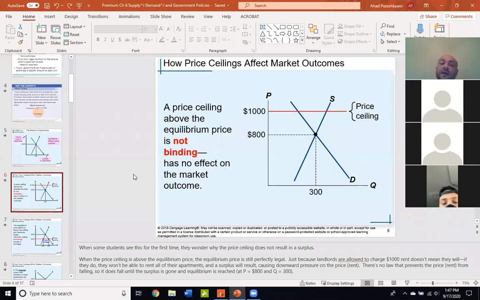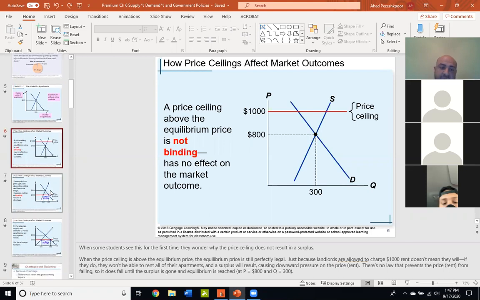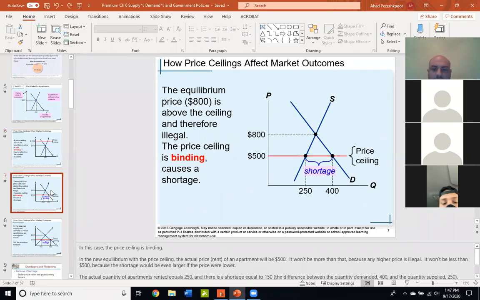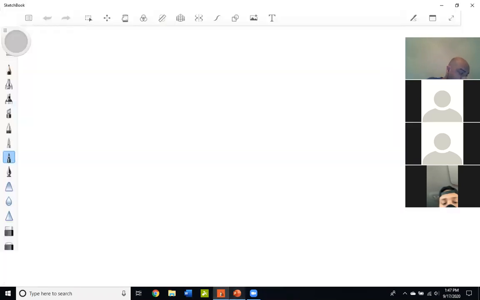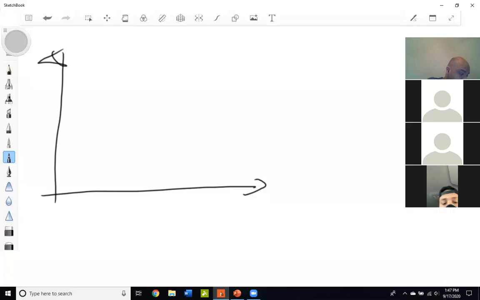Not binding has no effect on the market outcome. It's just something there for formality, or just as a decoration. It's something that politicians usually do just to do something. But then, let's say another politician runs for office and says, if you elect me, I will reduce the price ceiling even more.